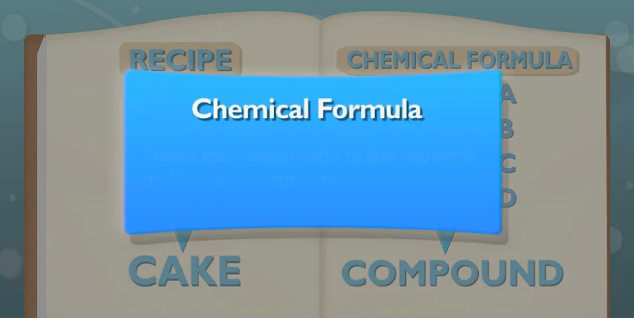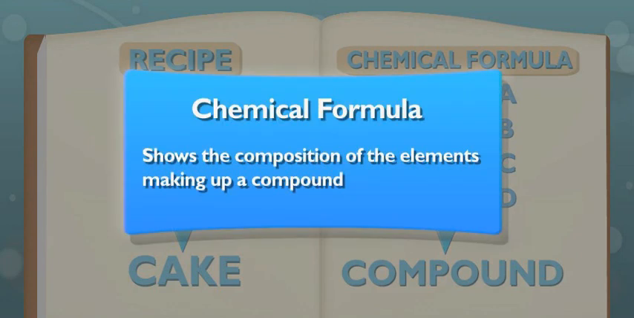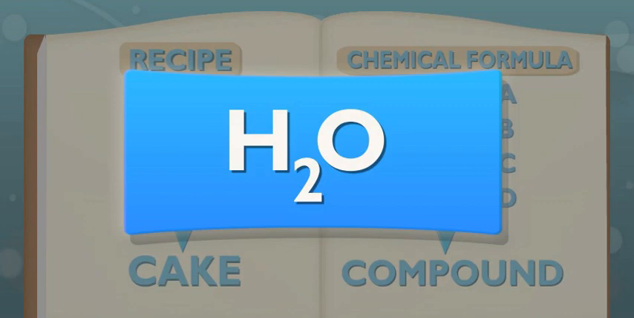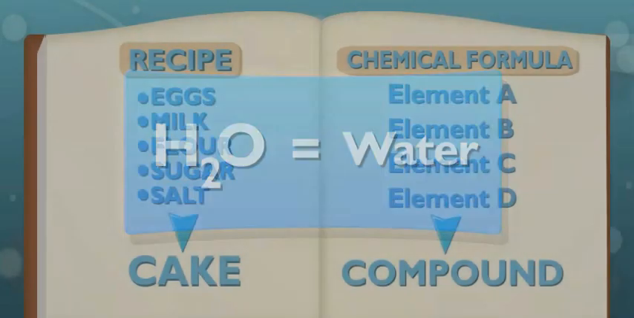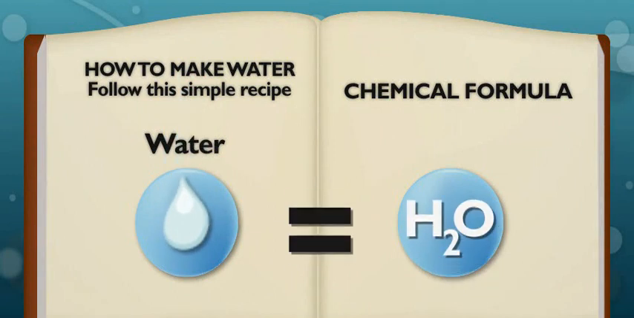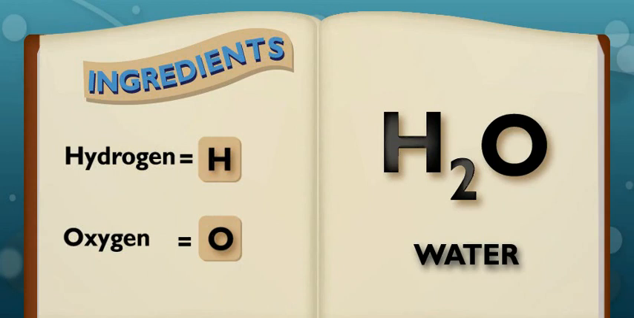Not always. A chemical formula just shows the composition of the compound. Ever hear of H2O? Yeah. It's water, right? Yep. H2O is the chemical formula for water. Water is a compound. Its ingredients, the elements from the periodic table that make it up, are hydrogen and oxygen.